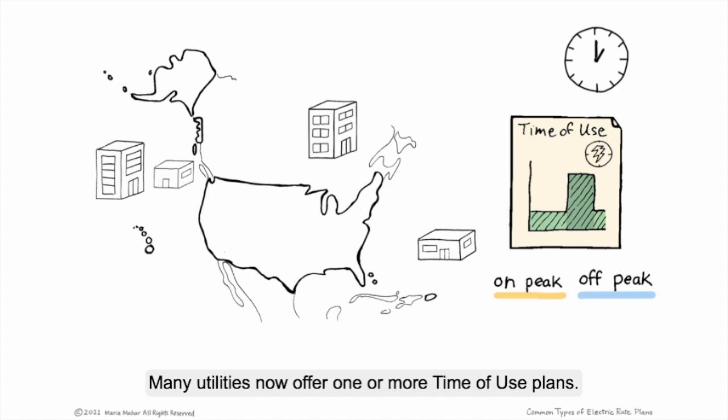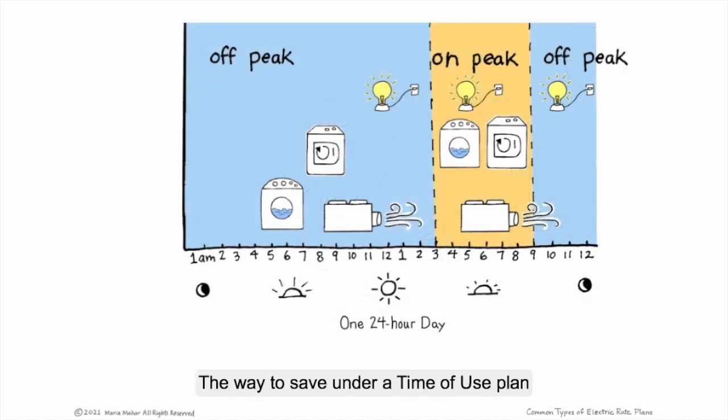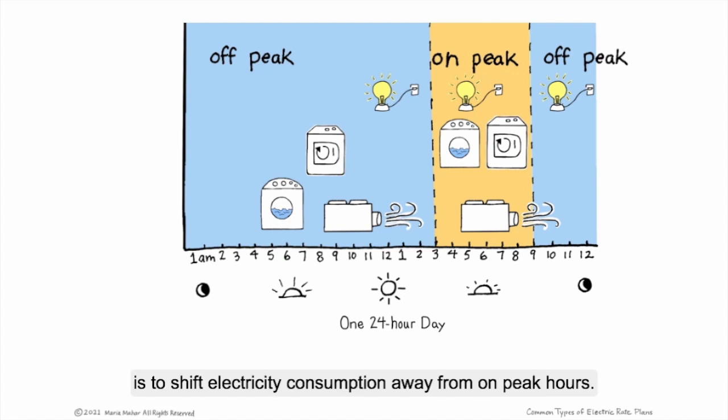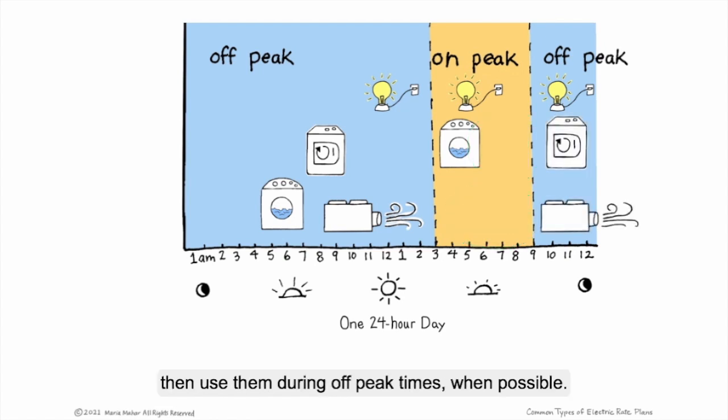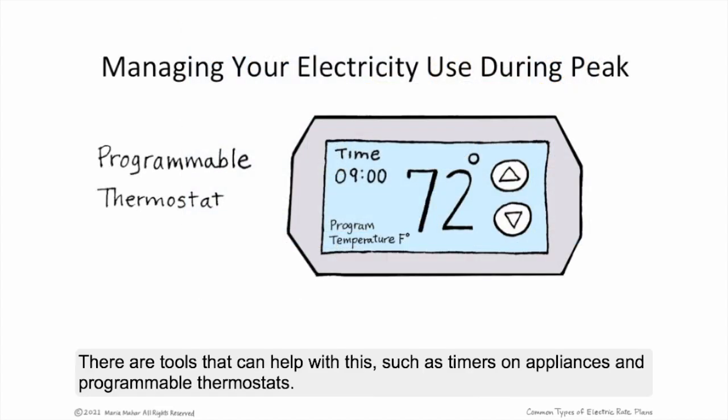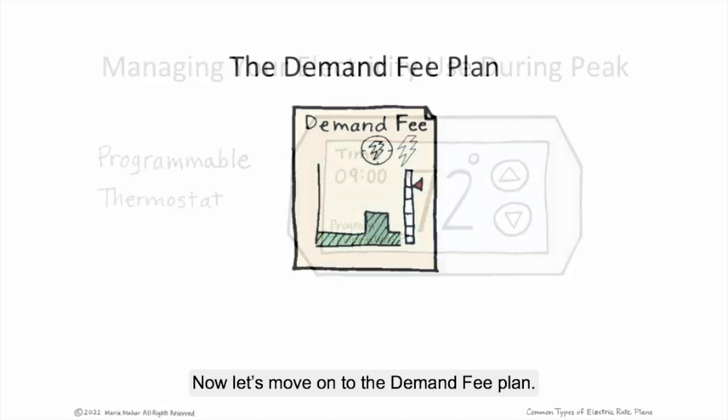Many utilities now offer one or more time of use plans. The way to save under a time of use plan is to shift electricity consumption away from on-peak hours. One option is to identify the appliances that consume the most power, then use them during off-peak times, when possible. There are tools that can help with this, such as timers on appliances and programmable thermostats.